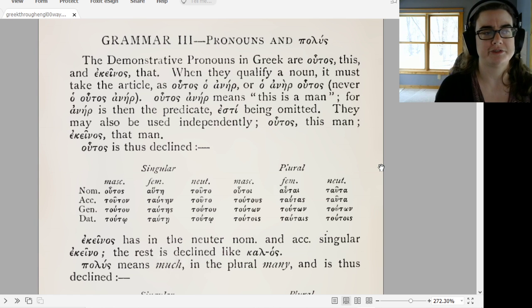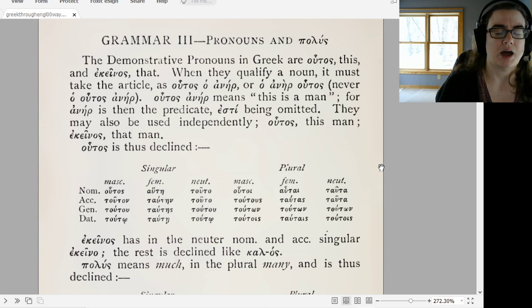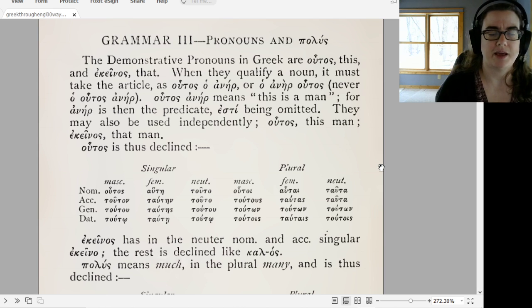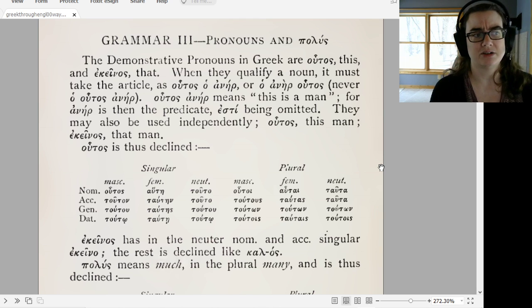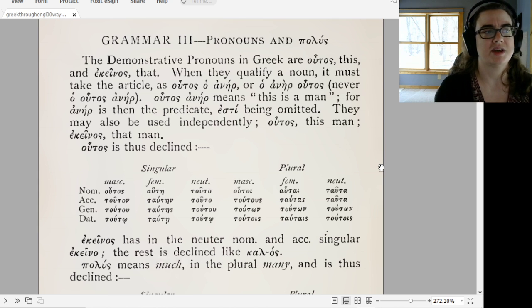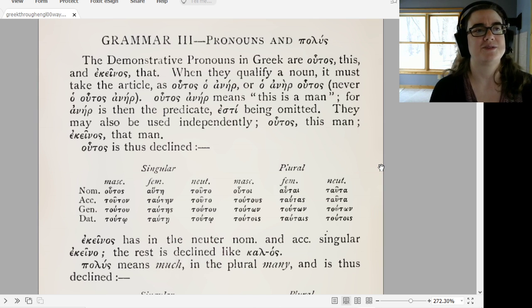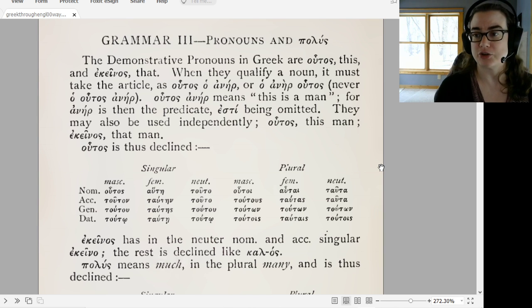Hutos is actually derived from combining ho, aute, so like this very, or the very, I guess. And then it kind of became this. When you qualify a noun, you must have the article with it. Hutos ho aner, this man. Ho aner hutos, this man. Not ho autos aner. They really just don't like that because of how the words work together. The this man would be how you would say the this man, versus this the man or the man this one, which in the Greek mindset makes more sense.